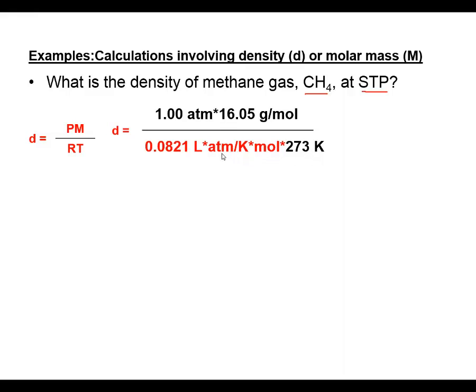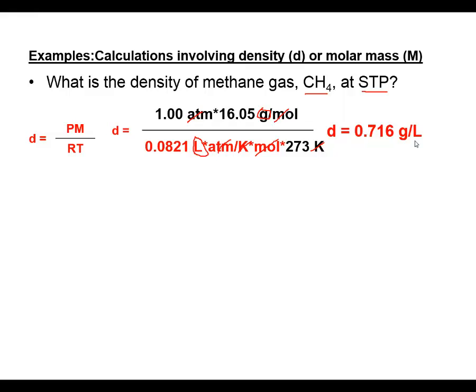So what we'll see here is that my atmospheres cancel out, my moles cancel out, my Kelvins cancel out, and I'm going to get grams per liter for my unit. So that's a good density set of units for gases. So we find the density of methane gas is 0.716 grams per liter. Okay, so that's a very good way to calculate this.